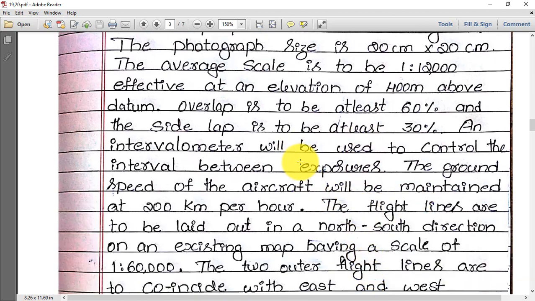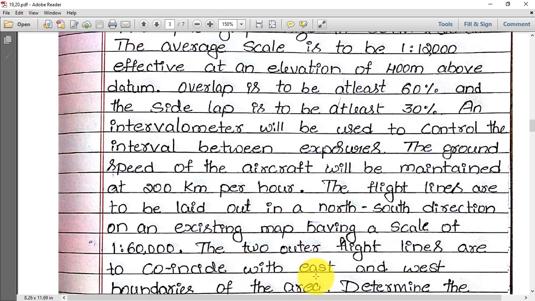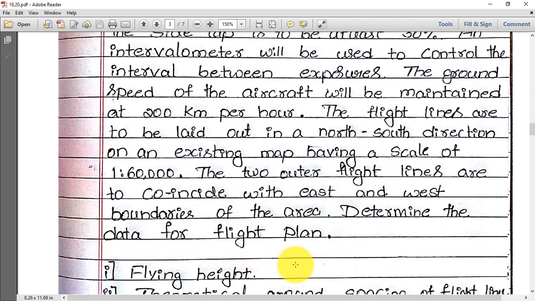This is fixed in the aircraft. The ground speed of the aircraft will be maintained at 200 km per hour. Speed of the aircraft is given. The flight lines are to be laid out in a north-south direction on an existing map having a scale of 1:60,000. This is the scale of another map that is given. The two outer flight lines coincide with the east and west boundaries of the area. Determine the data for the flight map.